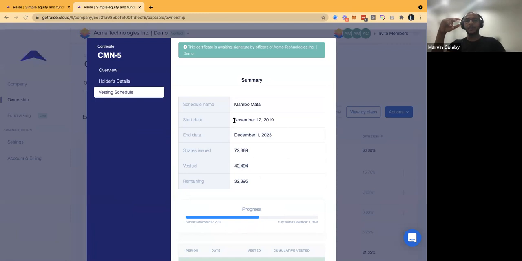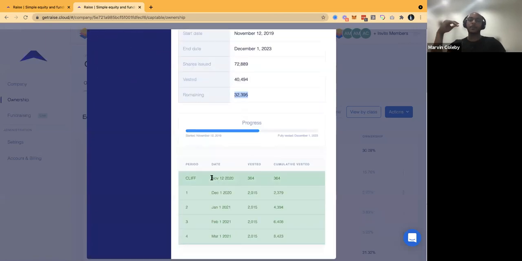So that means that between November 12th, 2019 and today, because the Raise platform calculates this on a daily basis, he's vested this amount of shares. Between now and 2023, these are the remaining shares that are vested. So what you see is that every month, we highlight in green in the platform a certain amount of shares being issued. So here every month, Mambo Mata is receiving 2,015 shares.